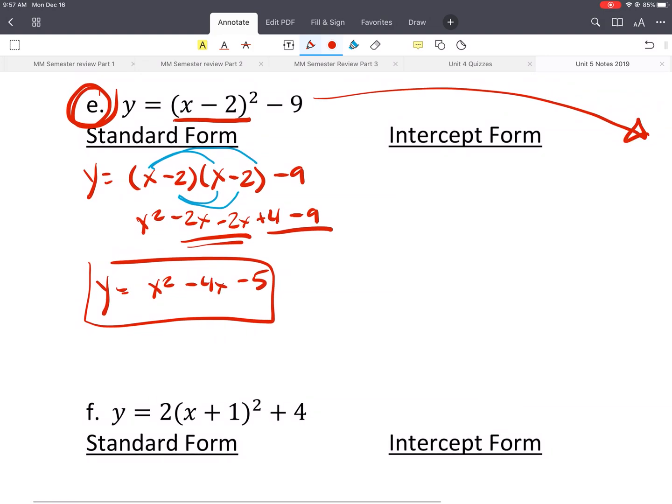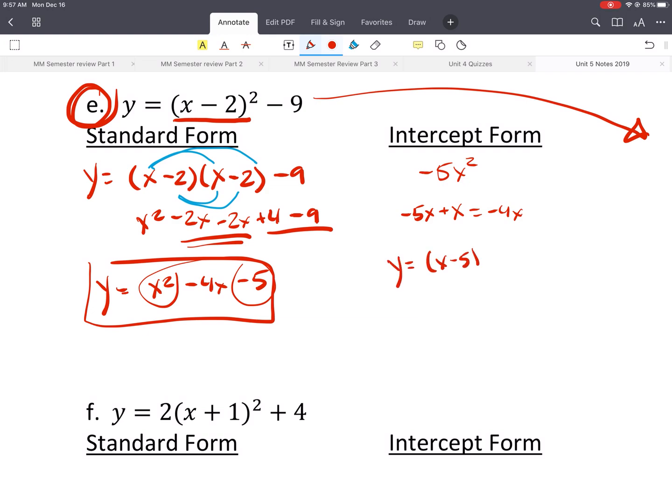We could do intercept form. So if we do glasses, that gives us negative 5x squared and adds up to give us a negative 4x. So maybe something like negative 5x plus x. Okay, and that would work. And since a is 1, we can use the shortcut. We get y equals x minus 5 and x plus 1.